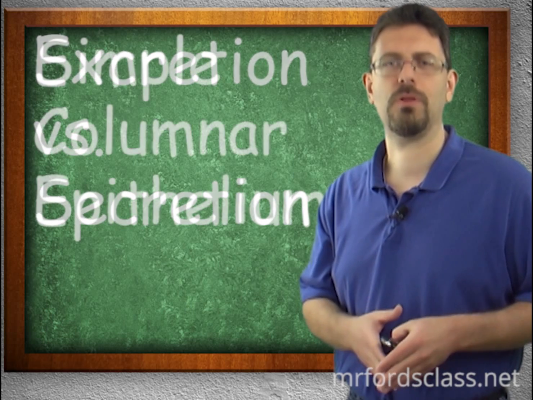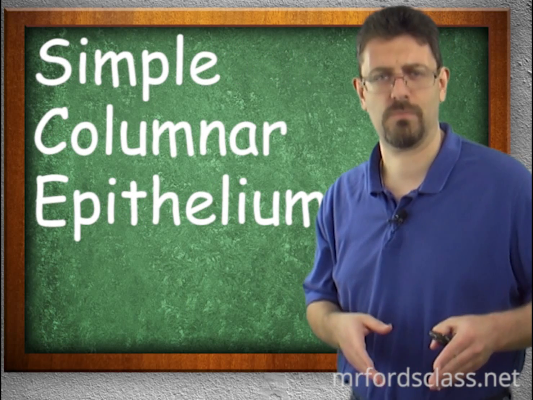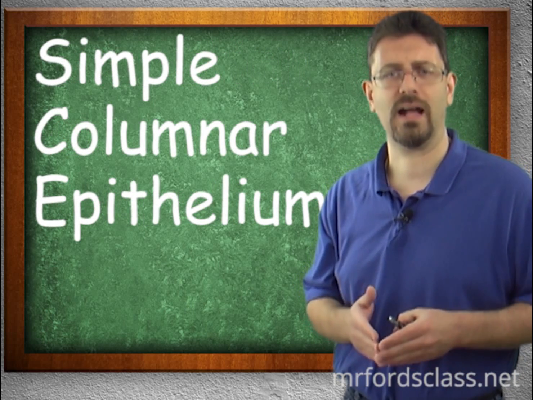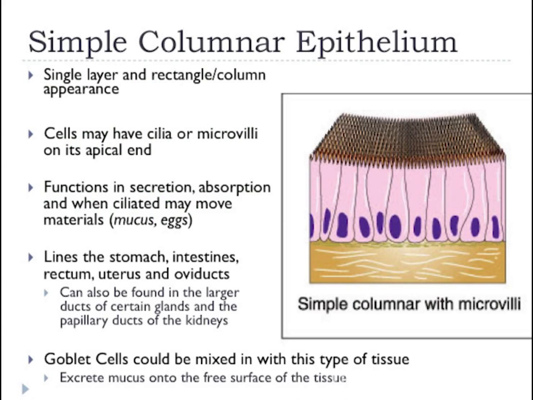Then we have simple columnar epithelial tissue. So again, simple, one layer, columnar, column-shaped. These cells have cilia or microvilli on its apical end, that's the top part. It is a single layer, rectangular column appearance. The nuclei is usually basal, located around the bottom area.